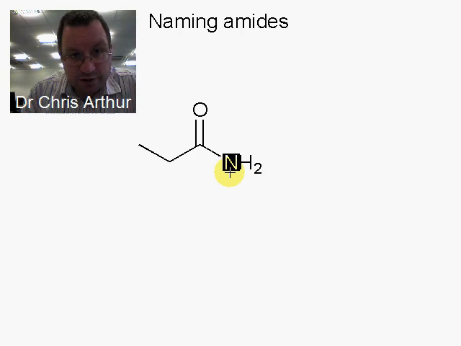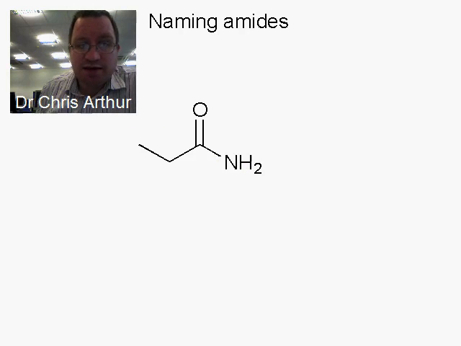Right, this is a short video to look at how we name amides. Okay, so you've met the amide functional group before, and this is it. You have a carbon double bonded to an oxygen and single bonded to a nitrogen. You have three different types.